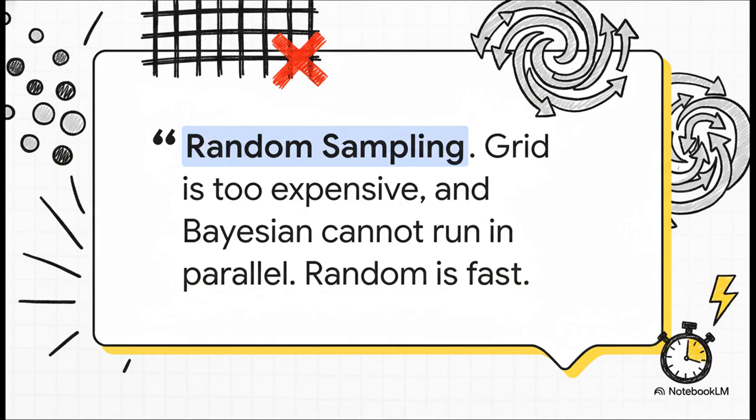What about Bayesian? Well, it's smart, but remember its fatal flaw? It can't run in parallel. So, it's out. That leaves random sampling. It's fast, it's perfectly happy to run in parallel, and it's great for exploring those big, complex search spaces.